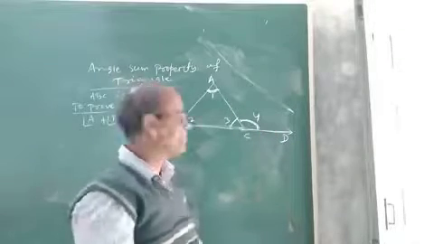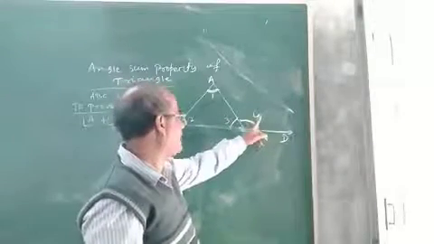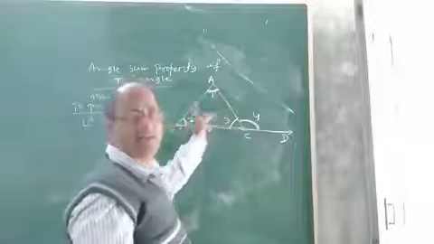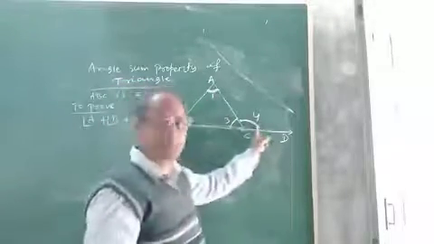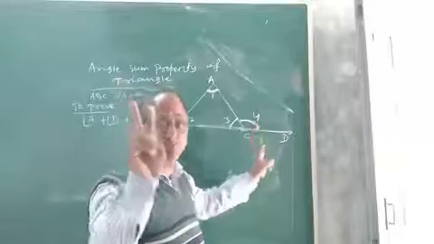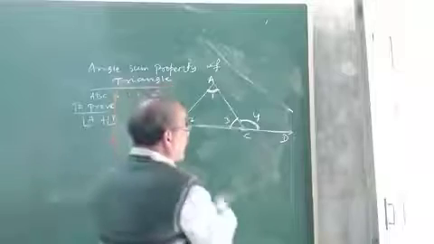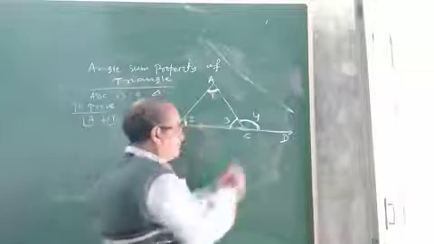Now children, you also know what the relation is between an exterior angle and its interior opposite angles. As you know, every exterior angle has how many interior opposite angles? Two interior opposite angles. So as I just told you, if this is exterior, these two are interior opposite.